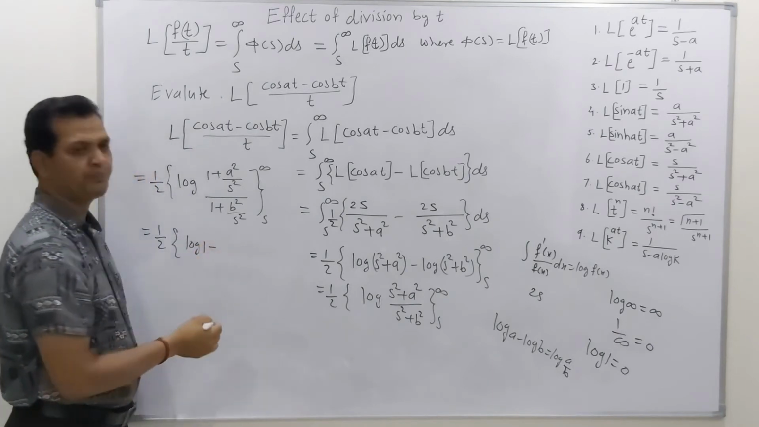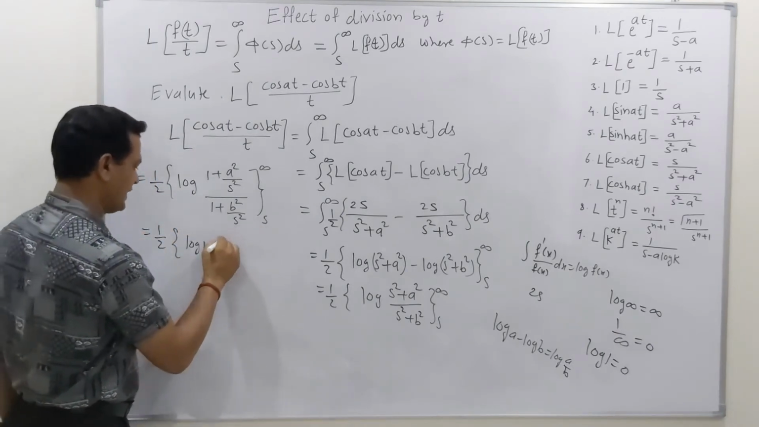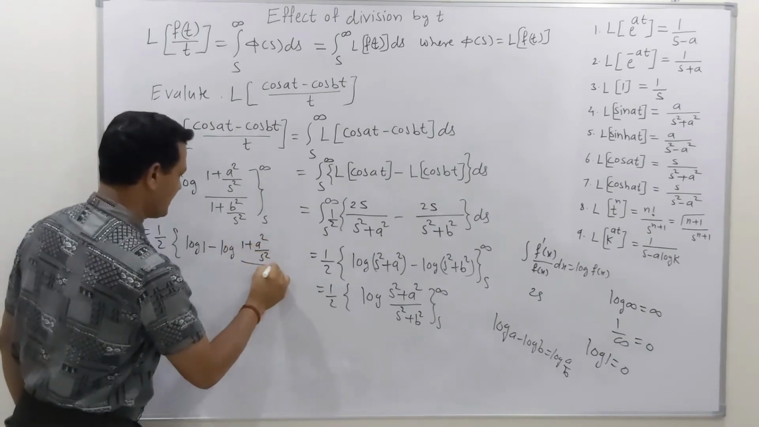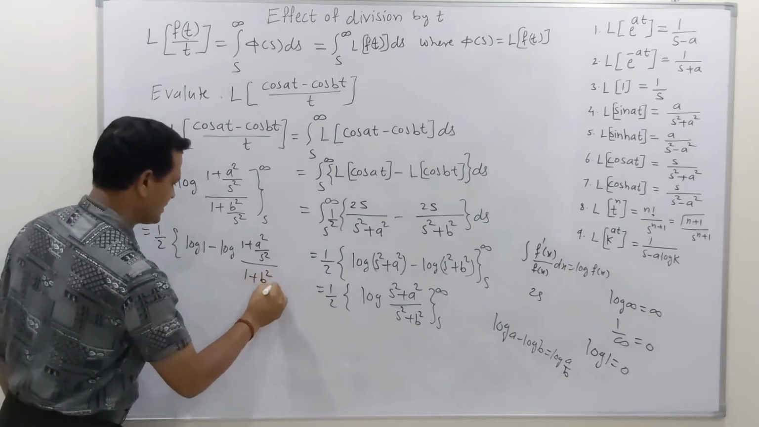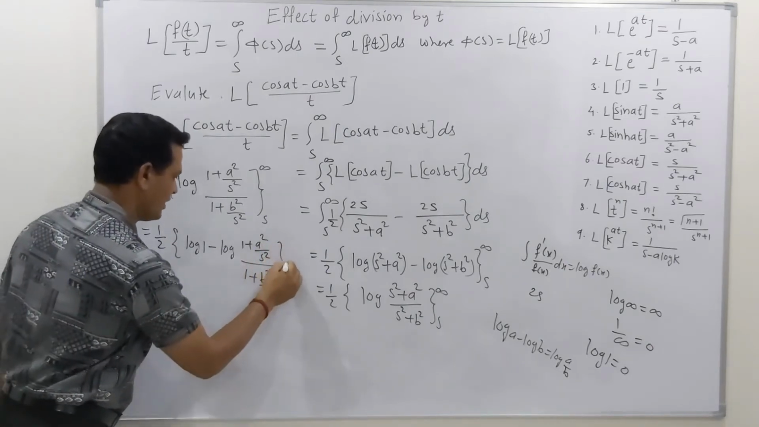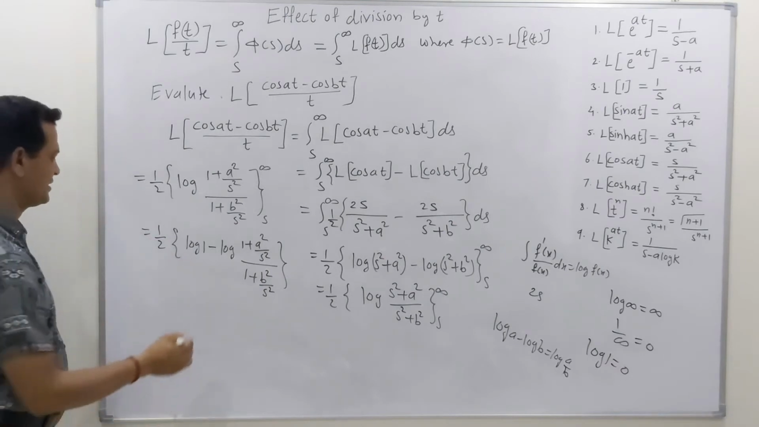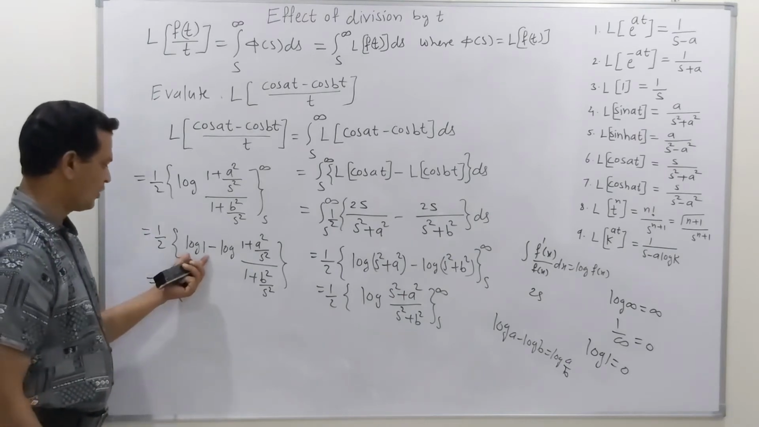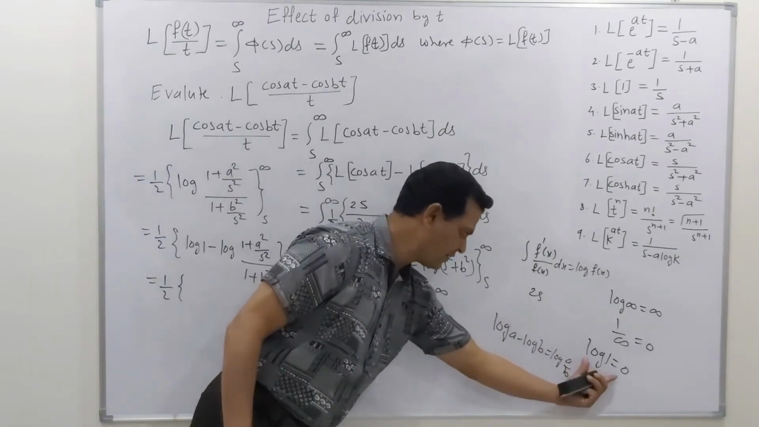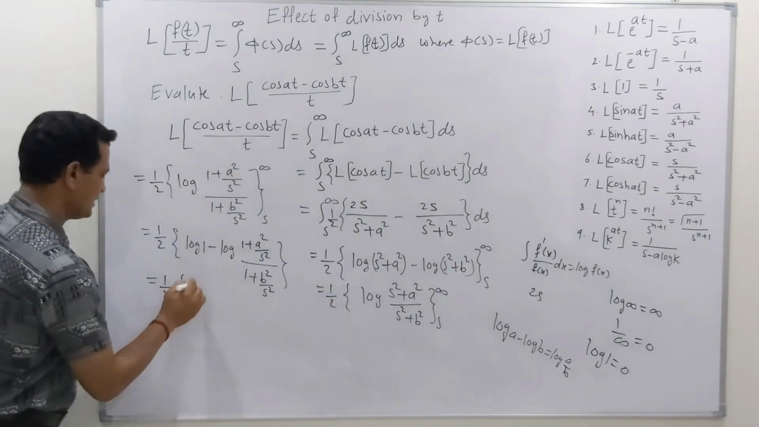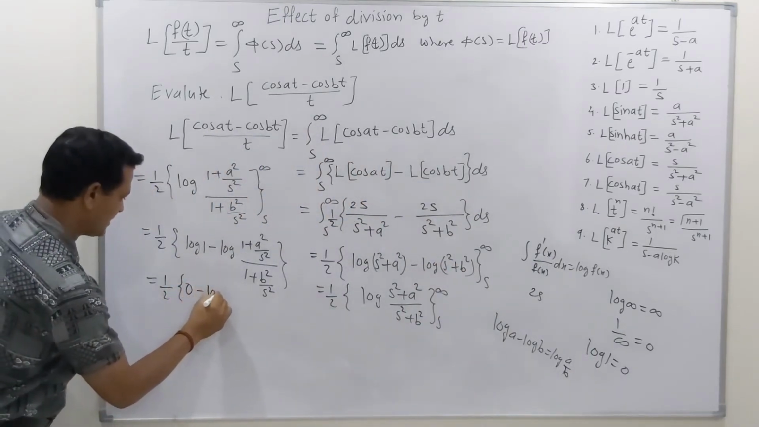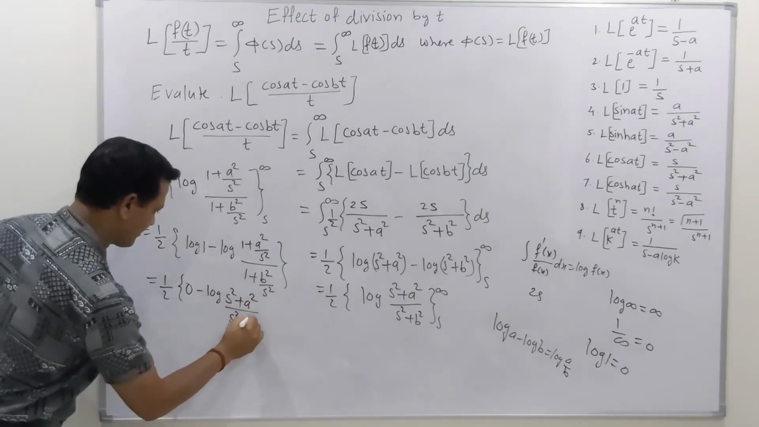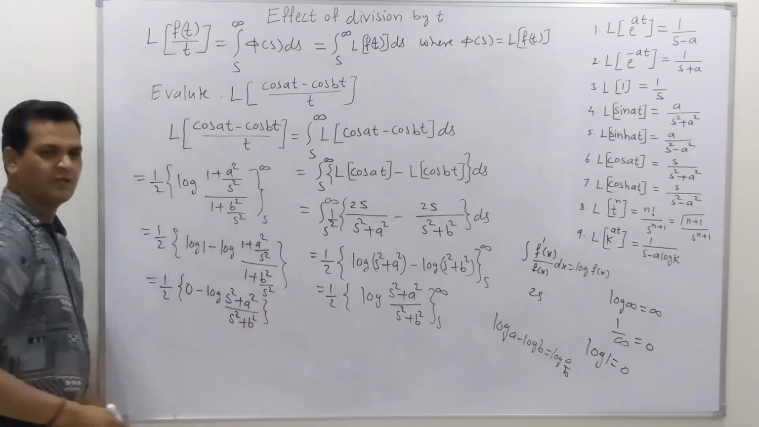Then minus, put the value of the lower limit. The lower limit is s, so we can write this as log of 1 plus a square upon s square divided by 1 plus b square upon s square. After putting the upper and lower limits, we get this step. We may simplify this as log of 1, and we know the value of log of 1 is 0. So the first term is 0 minus log of s square plus a square upon s square plus b square. In this way we get the answer.